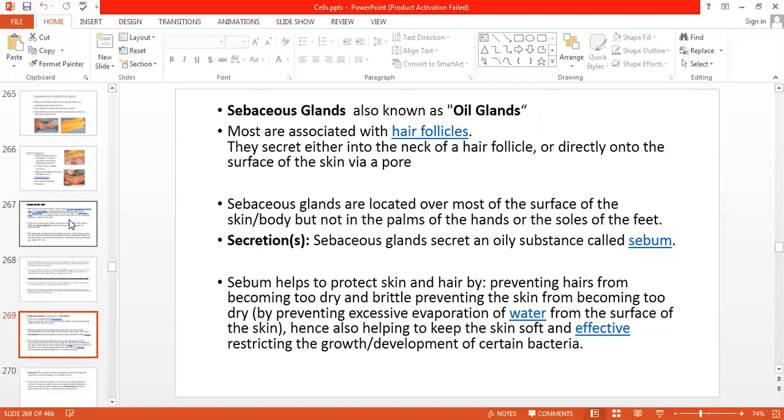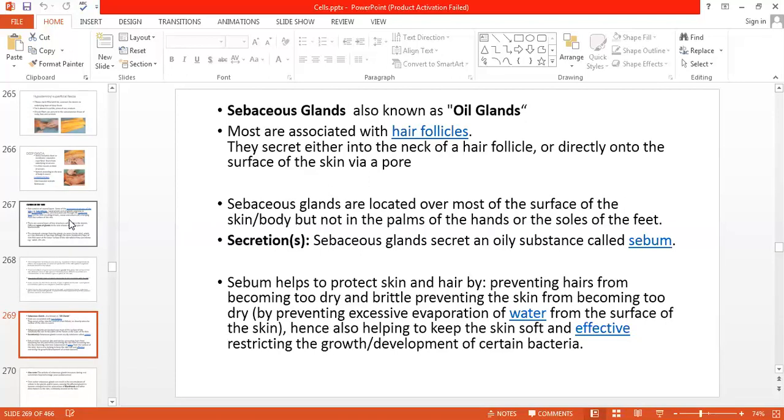Now we will see that the sebaceous gland, also known as the oil gland, produces oil. That's why your skin becomes an oily surface. Most are associated with the hair follicle. They secrete either into the neck of the hair follicle or directly onto the surface of the skin via the pores. Sebaceous glands are located on most of the surface of the body, but not in the palms of the hands or soles of the feet. They are not present in two places, palm and sole.